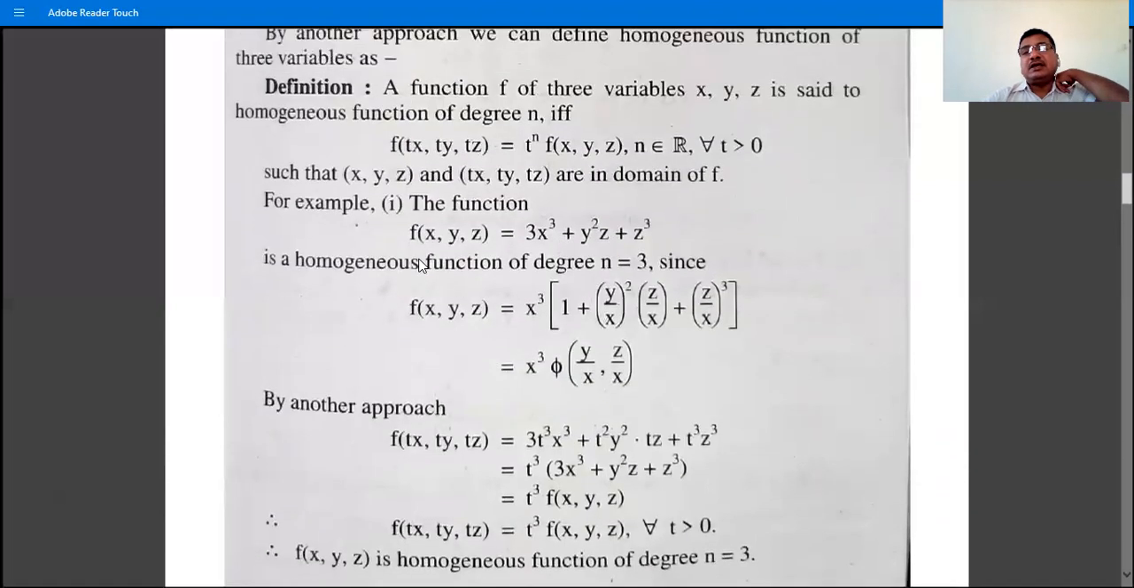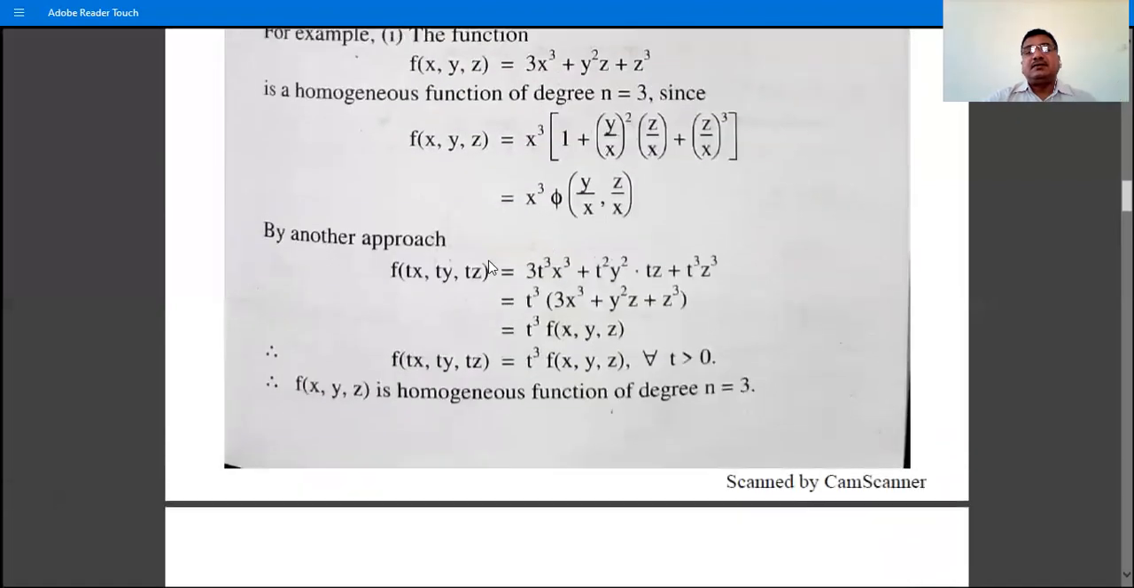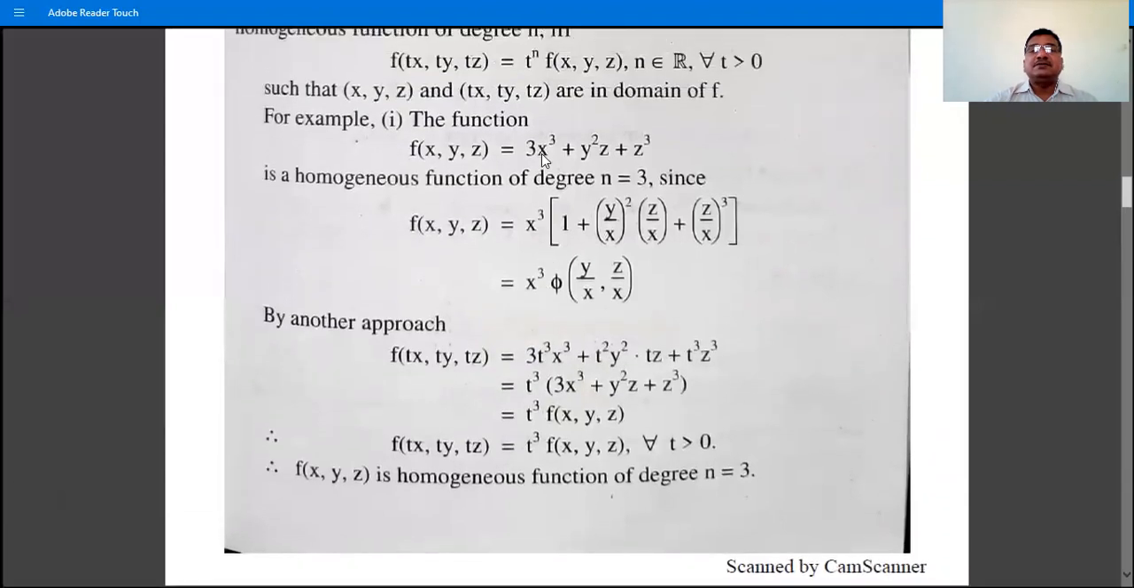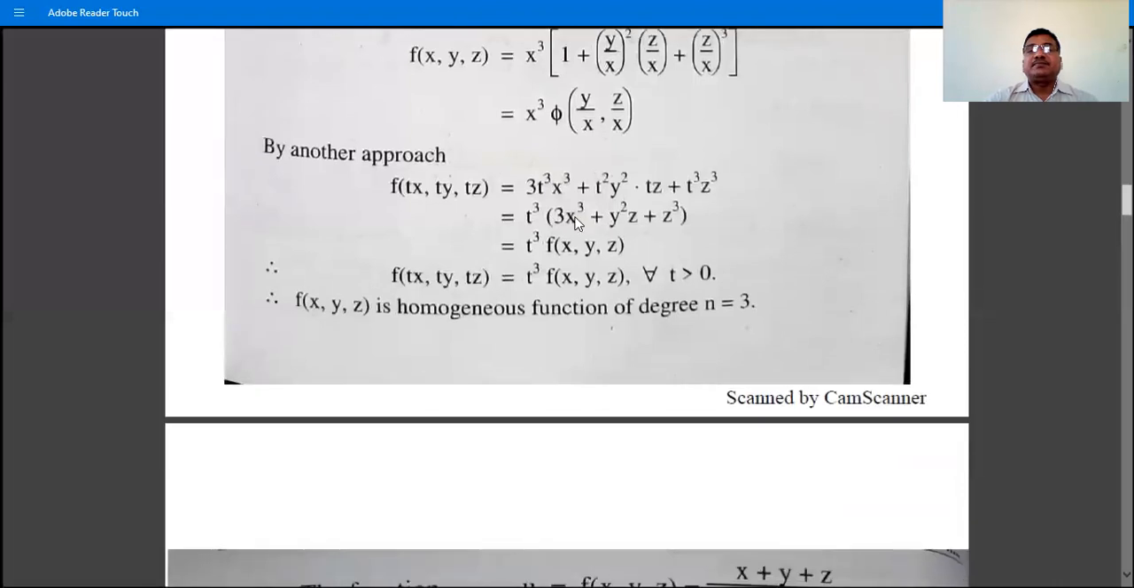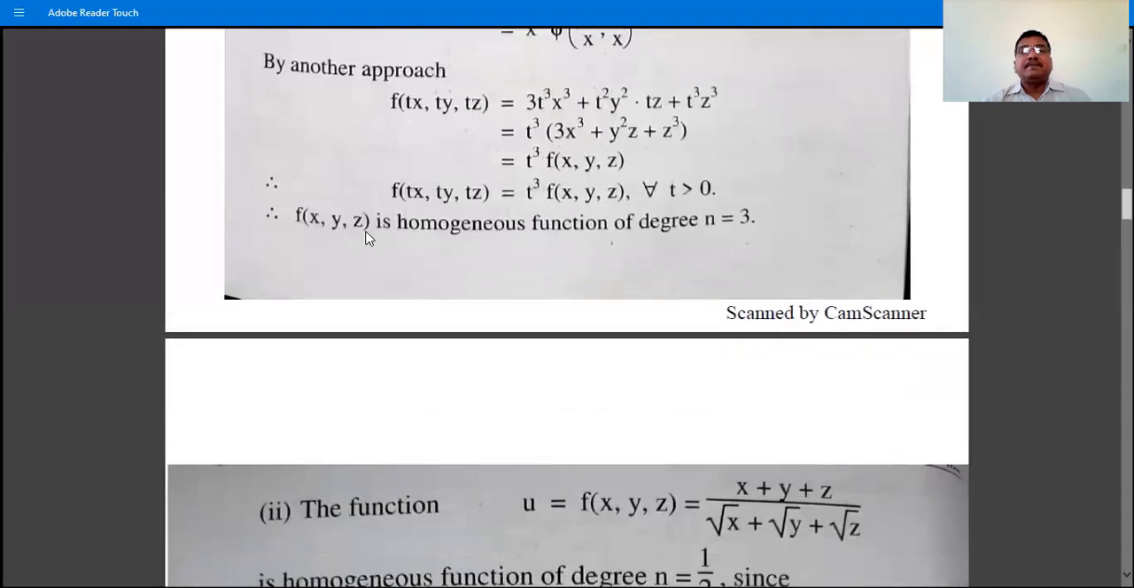Now, we can also check by using this definition, that we find f of tx, ty, tz. That is, replace x by tx, y by ty, and z by tz. So we have t cube x cube plus t square y square into tz, plus t cube z cube. Then take t cube as common. We have t cube times (x cube plus y square z plus z cube), and this bracket is the function f(x, y, z). So f of tx, ty, tz is expressed in the form t cube f of x, y, z, and therefore f(x, y, z) is a homogeneous function of degree 3.